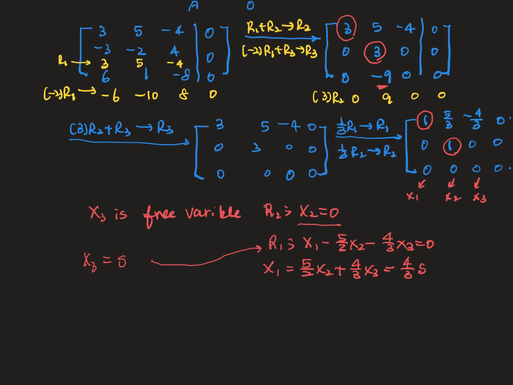So did you find the non-trivial solution x? x1 is 4 over 3 s, x2 is 0, x3 is s. Another way to rewrite it is s times 4 over 3, 0, 1. That's the non-trivial solution for the homogeneous equation, guys, okay?